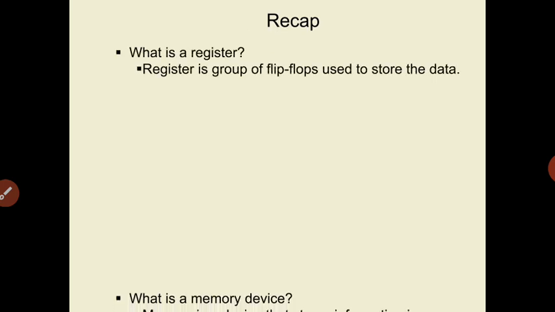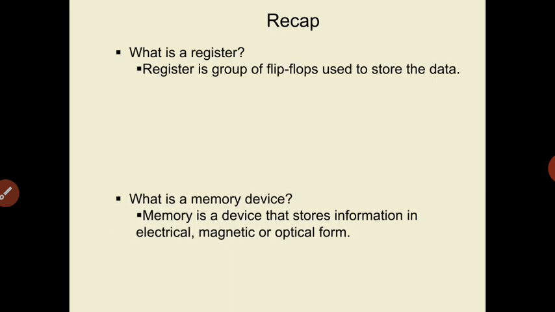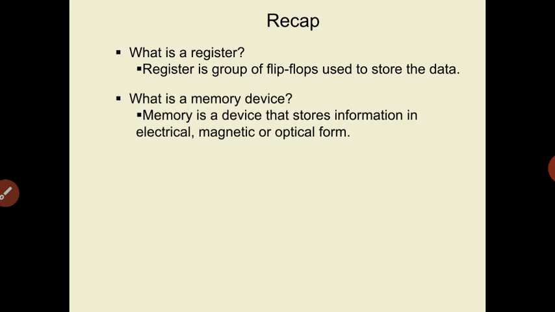In the previous lecture we have seen what is a register. A register is a group of flip-flops which are used to store the data. Register is nothing but a group of interconnected flip-flops mainly used to store the data or shift the data to the left or right, and various manipulations can be done with the data present in the registers. And what is a memory device? Memory is a device that stores information in electrical or magnetic or even optical forms.